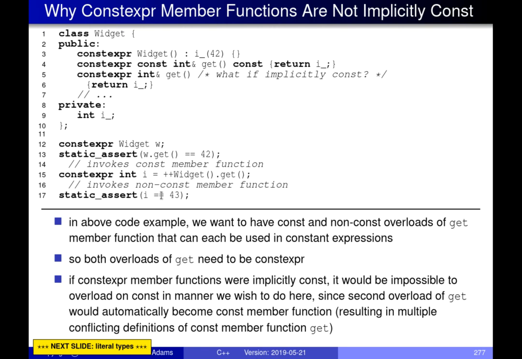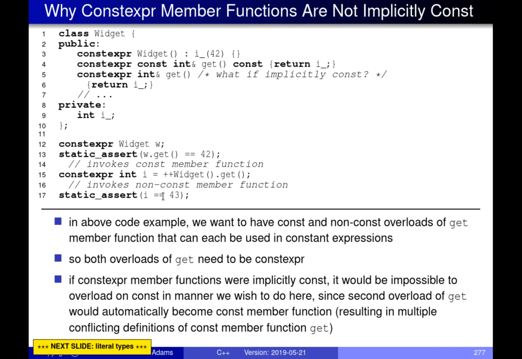And then just to show that the code's working below, I have a static assert to show that in fact the value that I is initialized to is 43. The reason it's 43 is when we construct this temporary widget object, we're initializing I to 42, and then we're returning a reference to that value, and then we're incrementing that value. So we're incrementing from 42 to 43. And then that's what I is getting initialized to. It's getting initialized to 43.